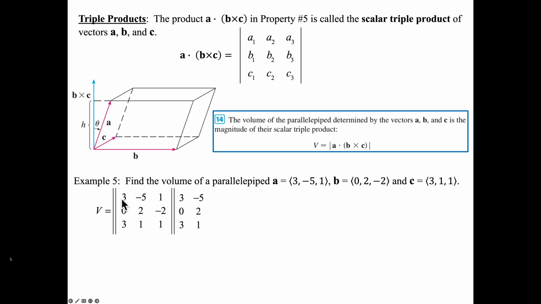We'll start crunching numbers. 3 times 2 times 1 is 6. Negative 5 times negative 2 times 3 is 30. 1 times 0, stop, that's 0. Minus 3 times 2 times 1, minus 6. Minus a negative 6, minus a 0. We can crunch the numbers. We get the absolute value of 36, so the volume of that parallelepiped is 36 cubic units.